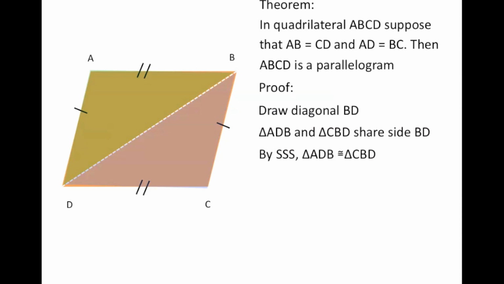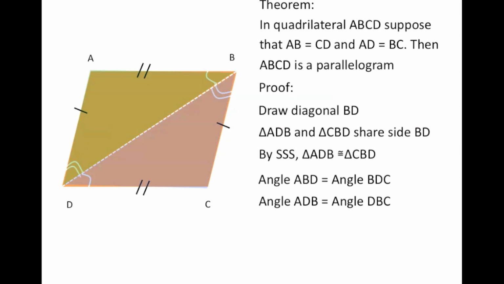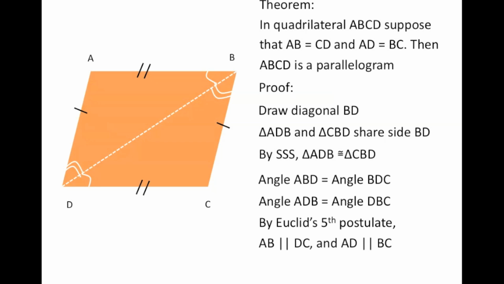Now, knowing that they're congruent shows that the angle ABD has to be equal to the angle BDC, since in congruent triangles, the corresponding angles are equal. Same way, angle ADB is equal to angle DBC. So because these angles are equal, then by the fifth postulate, or also known as the parallel postulate, we know that AB is parallel to DC and AD is parallel to BC.